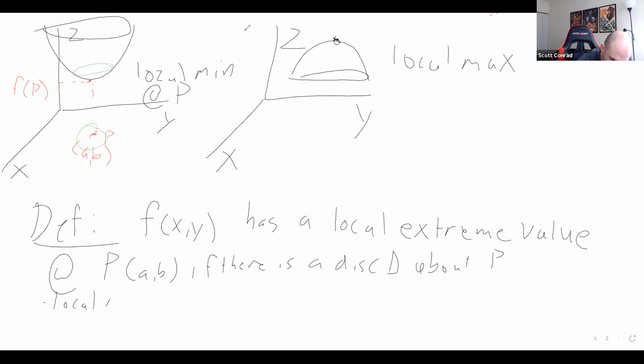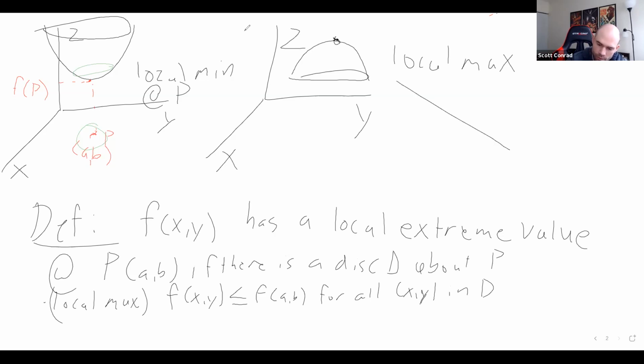So for local max, if the value of the function at any point you pick nearby AB, it's a local max if the value of the function is going to be less than or equal to the value of the function at AB. So if you look at every nearby point and the value of the function is less than it is at AB, then AB is a local max, right? Like what we see up here. The highest point nearby on the graph.